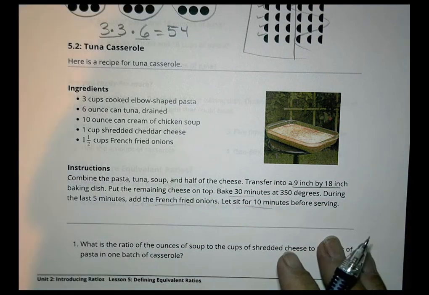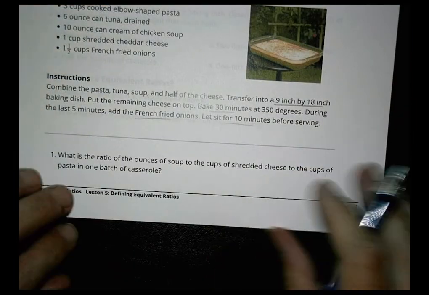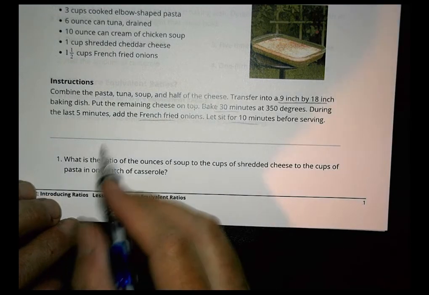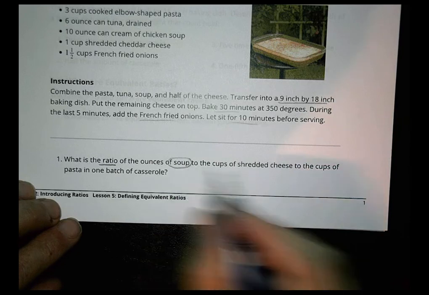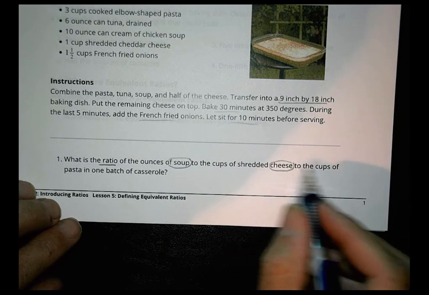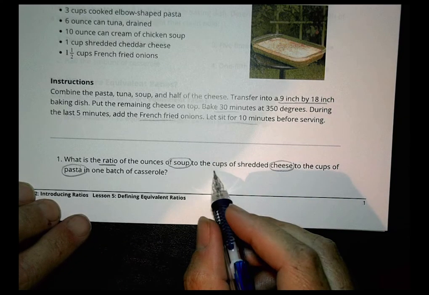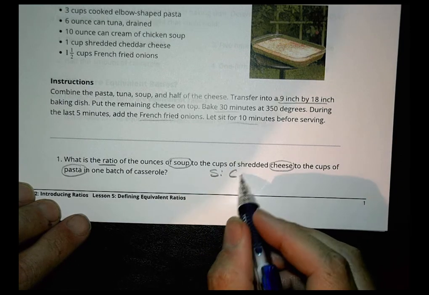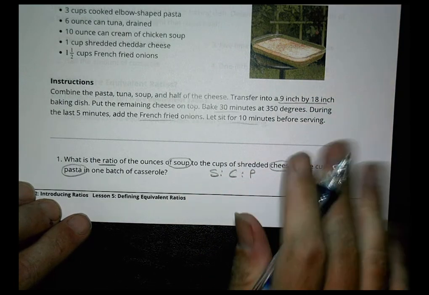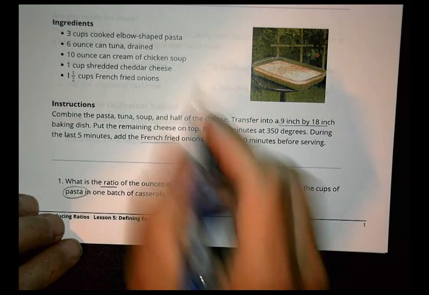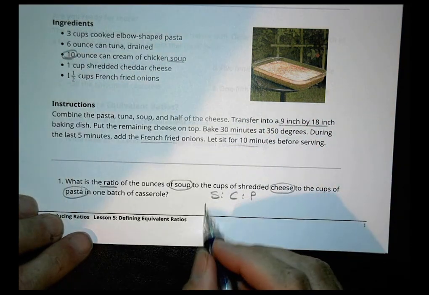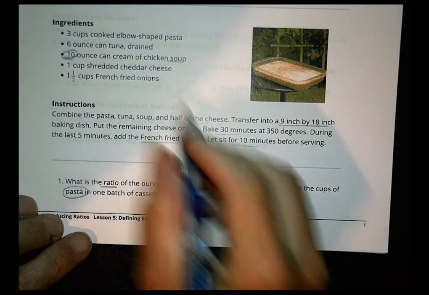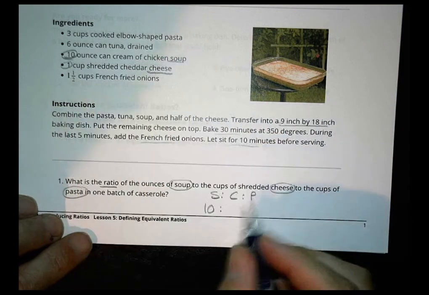Now, after you've had that, we'll see if you want to do math after you ate your tuna casserole. Question number 1. What is the ratio of the ounces of soup to the cups of cheese to the cups of pasta? So we're looking for the soup to the cheese to the pasta. So I look up here, I see the soup is, right there's a soup, it says 10. So soup gets a 10. The cheese is here, it gets a 1.